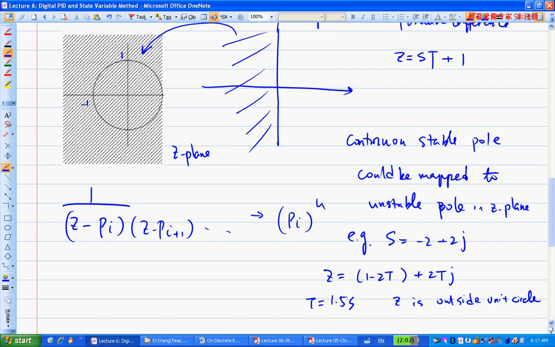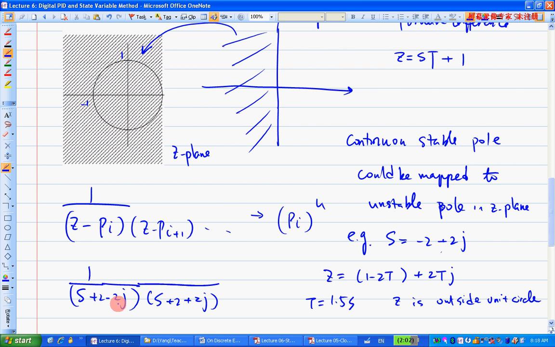Is that a good thing? That's not a good thing. Let's say S here is minus 2 plus 2j, and they usually appear in a pair, so maybe there's another one, minus 2 minus 2j. This is a continuous system, suppose. You design your continuous system, this is your closed loop, and you have a pair of complex poles. They are stable, because they are on the left side.